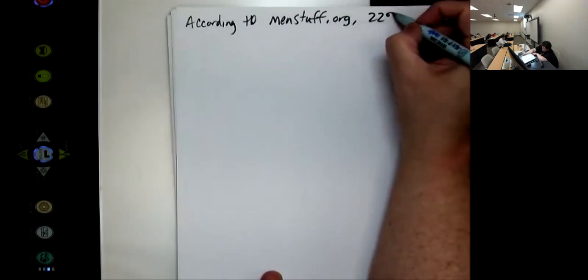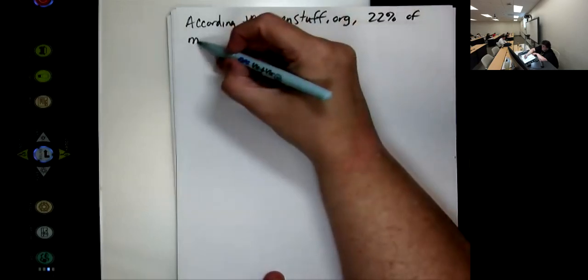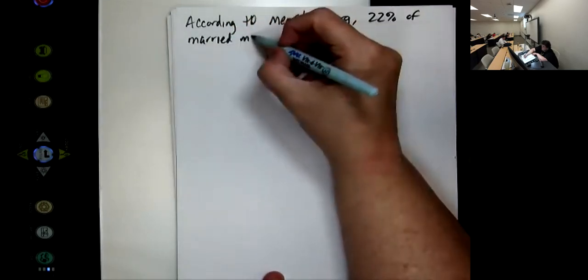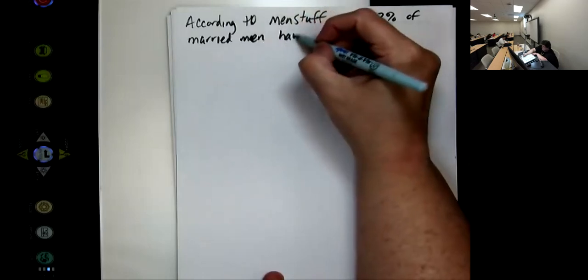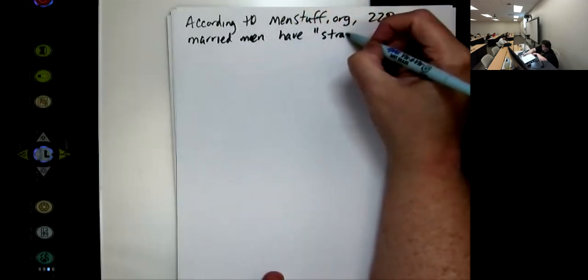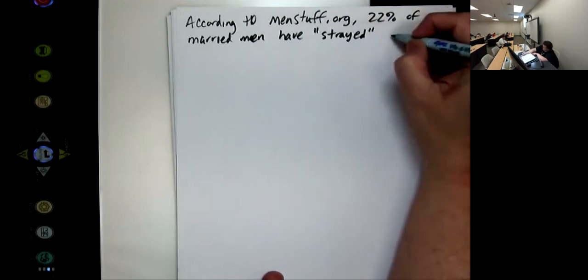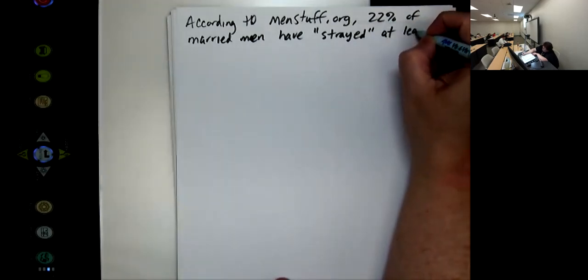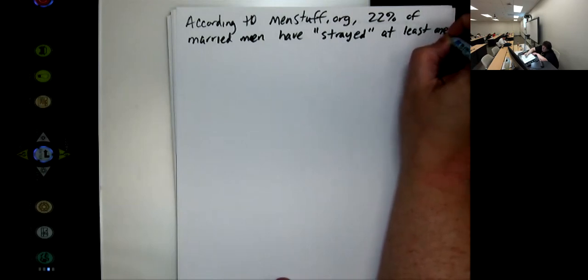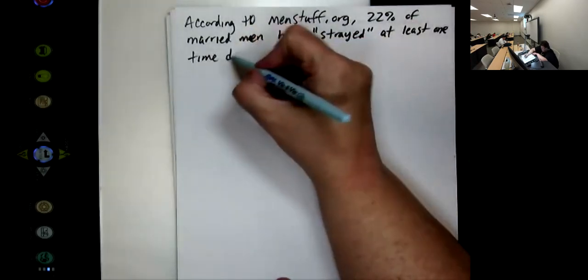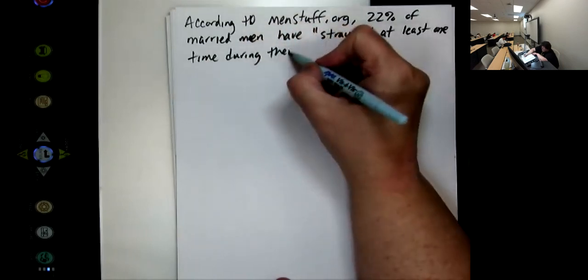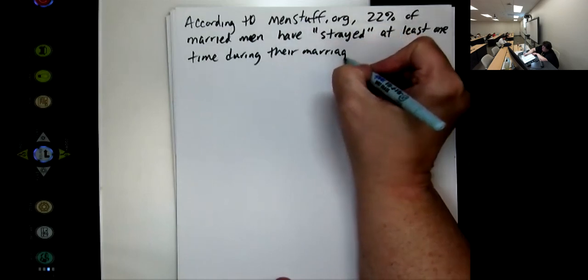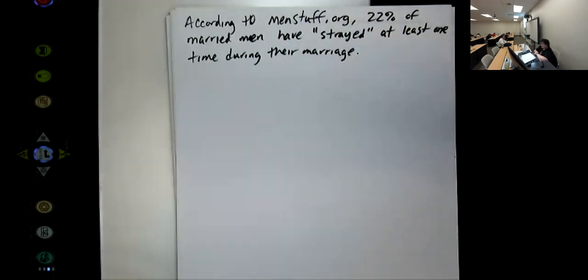22% of married men have, and they put in quotes, "strayed" at least once during their marriage. So they be cheating bastards. This is what that says. 22% of married men have strayed at least one time during their marriage.